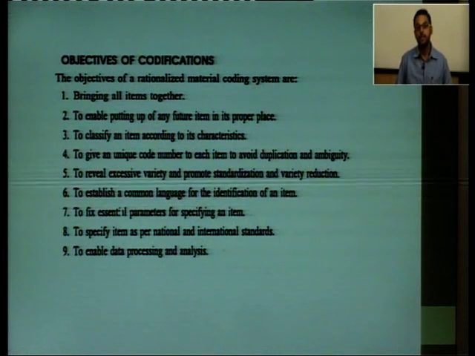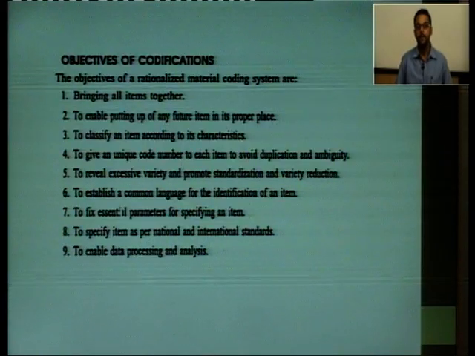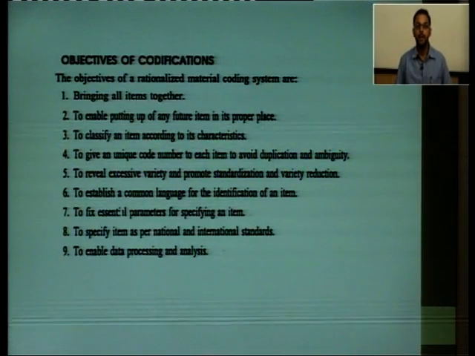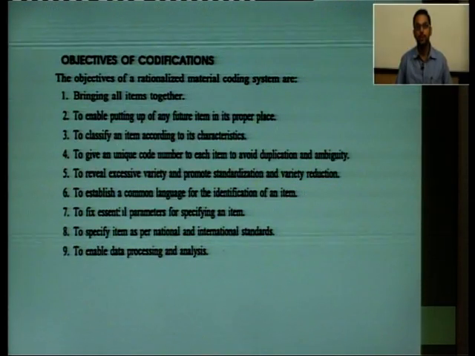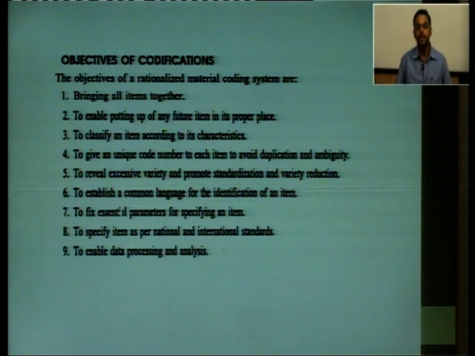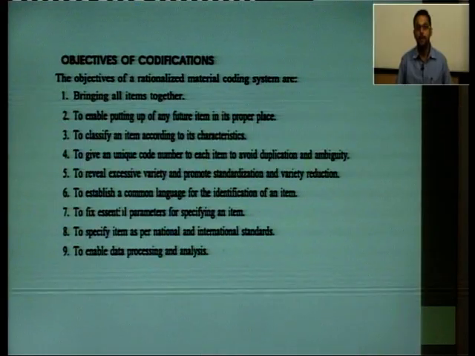To classify an item according to its characteristics. Suppose I have 10 parts in my inventory, and 4 parts are made of ferrous materials and 6 other parts are made of non-ferrous materials. Then I should be working with a coding system, giving the 4 parts a code for being ferrous materials, and the other 6 parts a unique code for being in the family of non-ferrous materials.